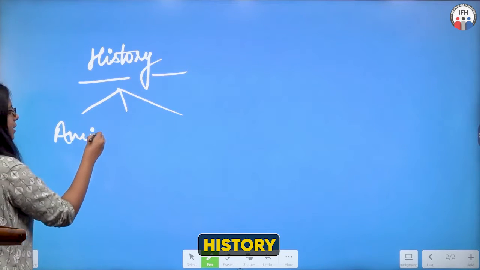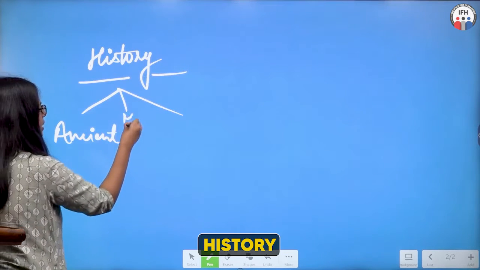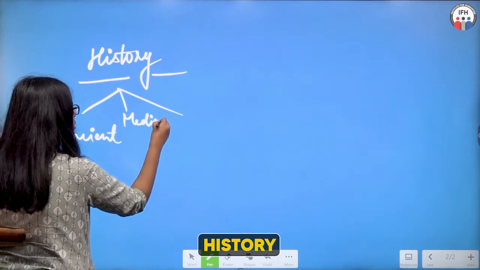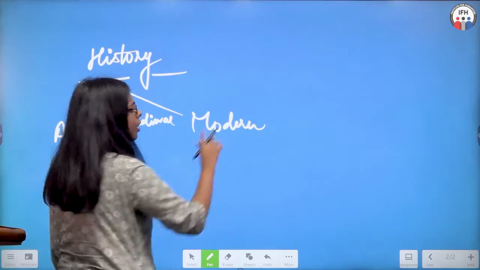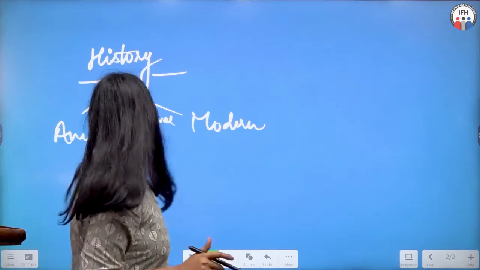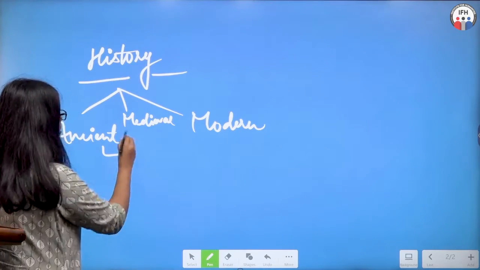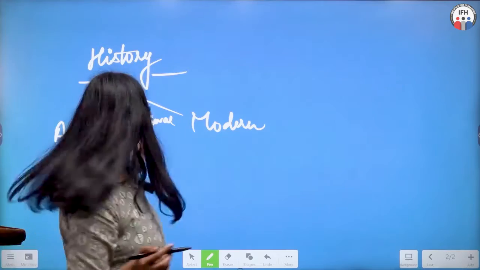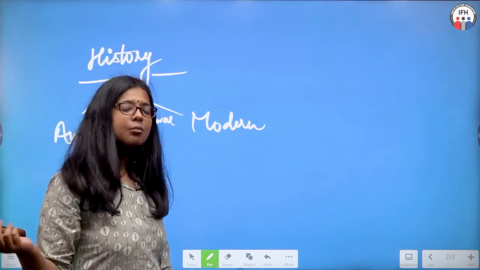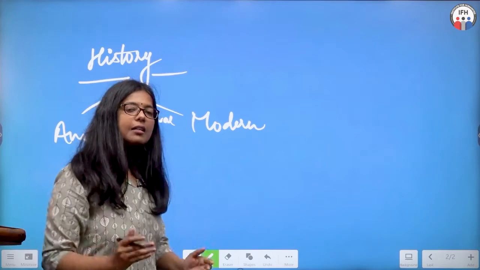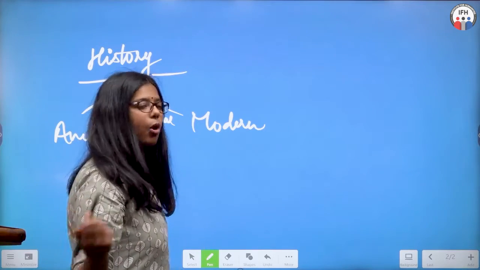we basically discuss three parts: ancient, medieval and modern. There are also a few divisions in between. For example, there is a transitional phase. When there is the transitional phase from ancient to medieval, we call it early medieval, or there is early modern. But we are discussing here about broad categories.